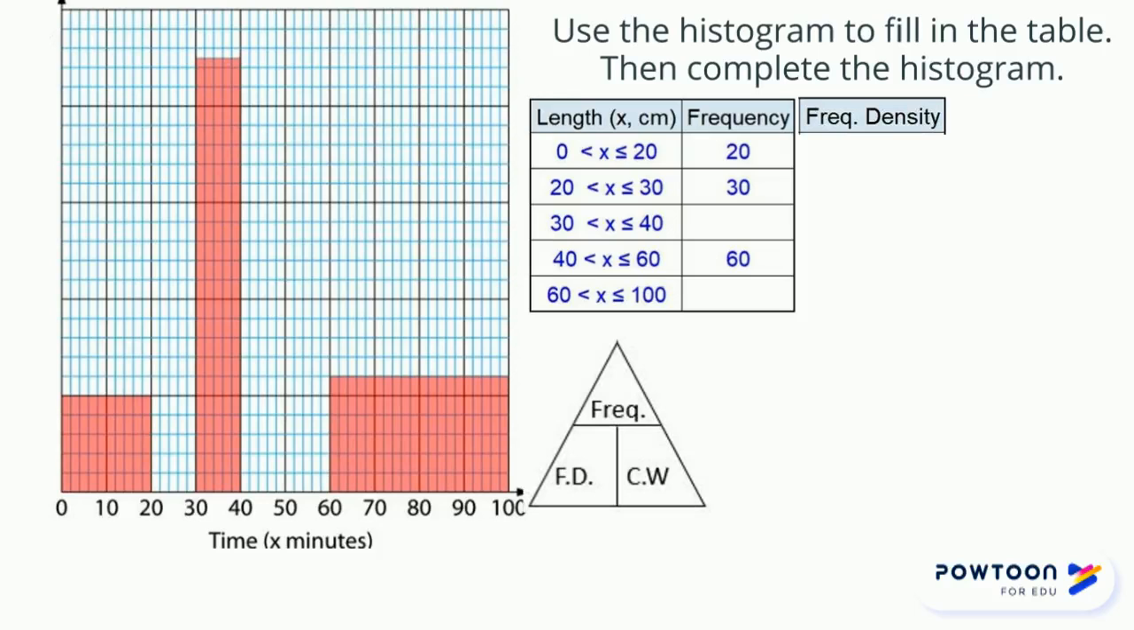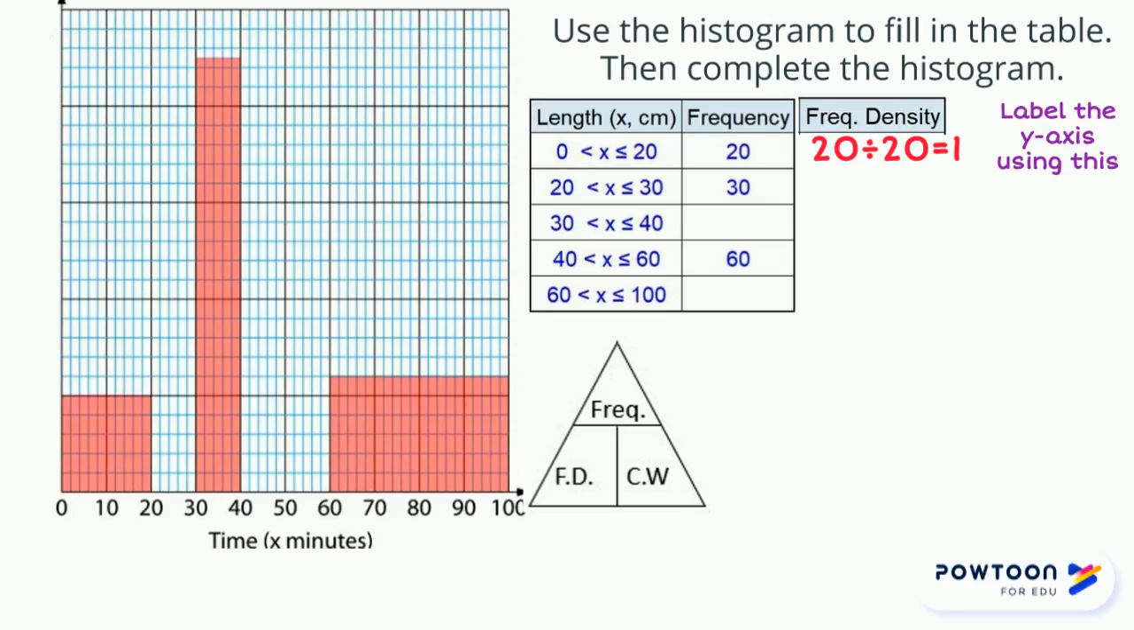We can use our frequency triangle to figure out what the frequency density is. So we've got frequency density is just your frequency divided by the class width. So that very first bar that we have, the frequency density is going to be 20 divided by 20, which is just 1. We need to use this to label the y-axis.